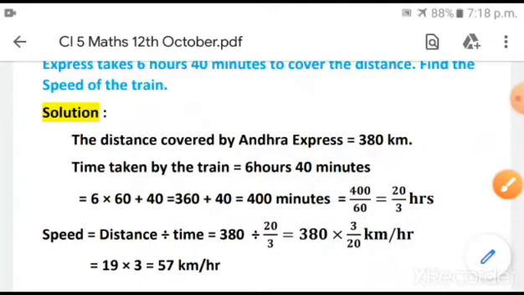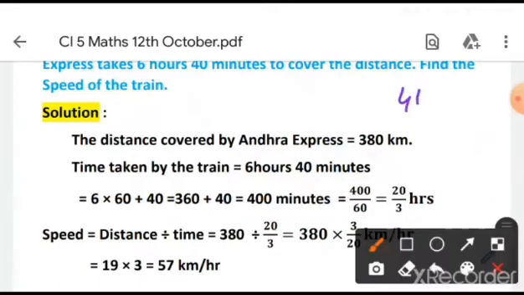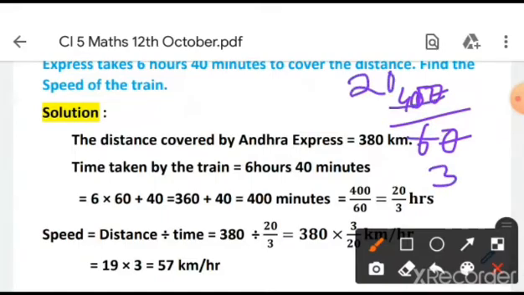Let me show you the calculation. This 400 you are dividing by 60. Now let me do the cancellation. Here 10 and 10 are getting cancelled. So in the numerator you have 40 and in the denominator you have 6. So you cancel by 2. 2 threes are 6 and 2 twenties are 40. So you have 20 by 3 hours. So this is your time in hours.